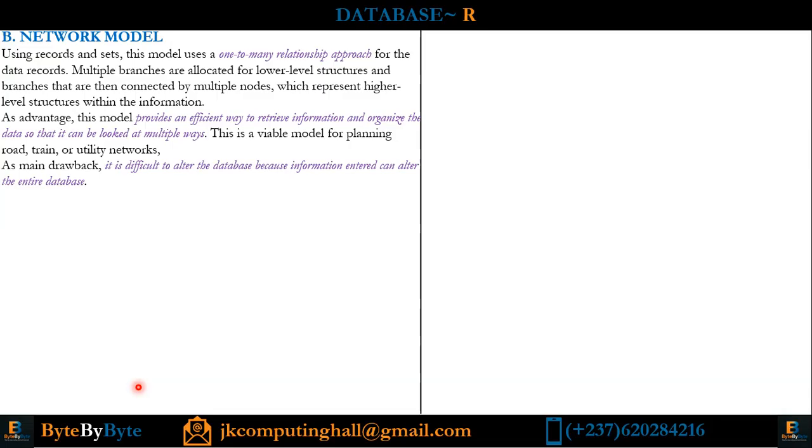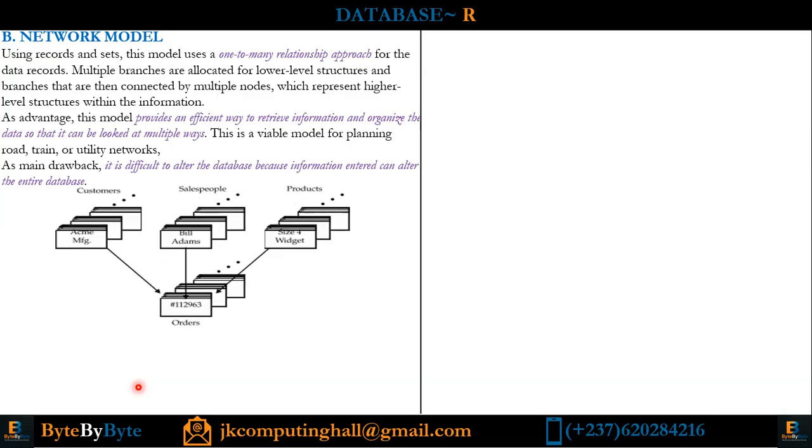That's the main drawback. And the image depicting it is as we have. So others here is the record, and you see that others has as parent, customer, salespeople, and product, because others contain information about all those different other entities. That is what we have, dear students, in contrast to the model we just saw.